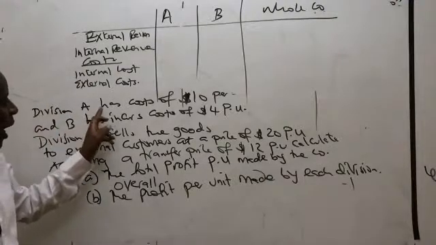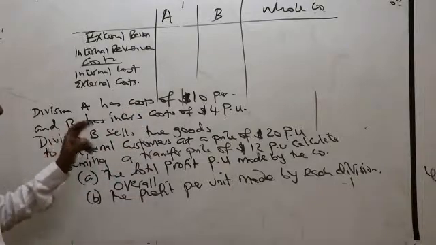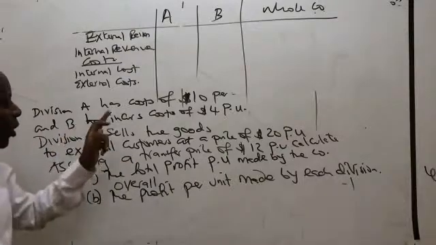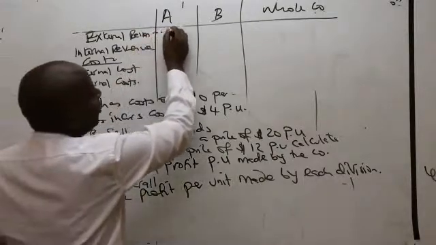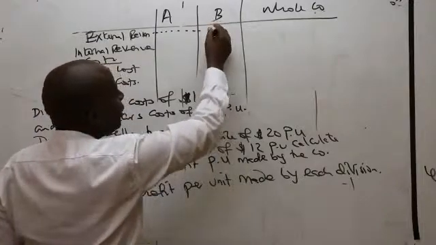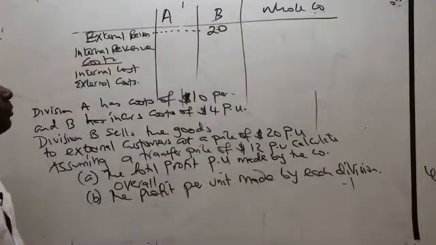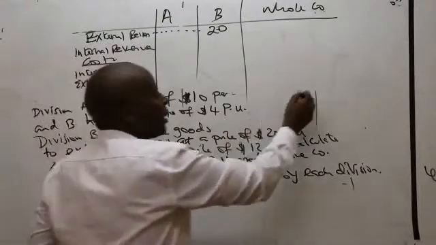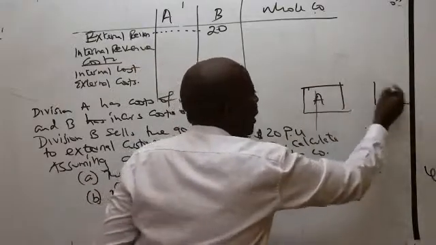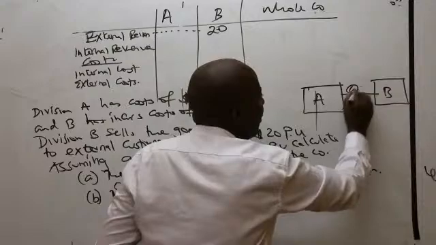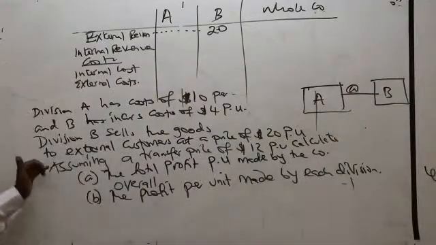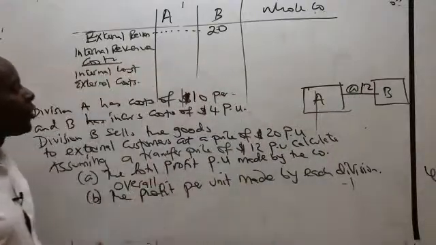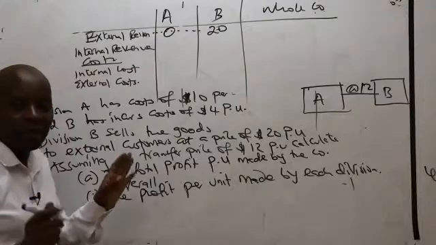We are told division A has costs of $10 per unit, and B incurs costs of $4 per unit. Then division B sells the goods to external customers at what price? So the revenue per unit for B is 20, we are being told. Of course, A does not have any external customer. For A, ladies and gentlemen, we are simply producing this good and transferring everything to B. At what price? We are told to assume a transfer price of 12. So the transfer price there is 12. So A does not have any external customers.